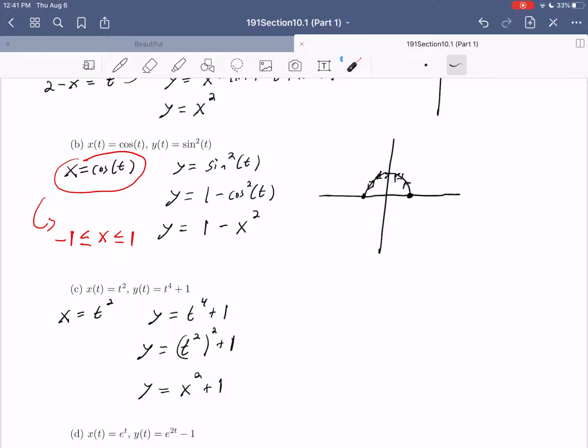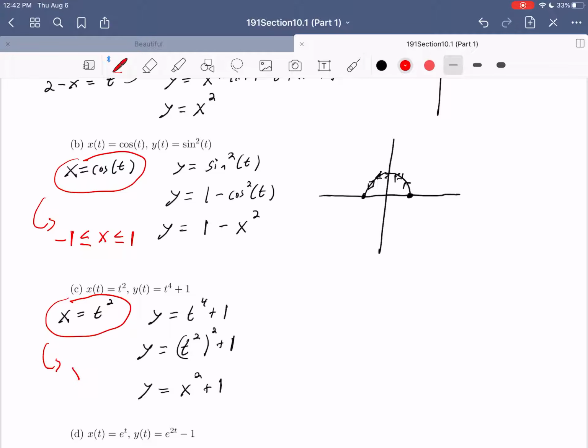But let's think if there's sort of a domain restriction here. We parameterized x by saying it has to be t squared. Well, if it has to be t squared, then that means that x is going to be restricted since it's something squared.